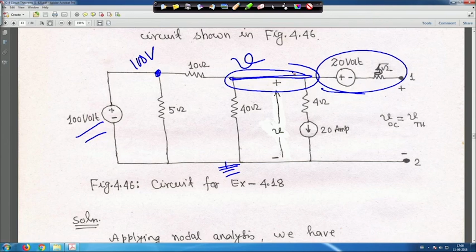So, if it is so, then if you take the direction of the current here leaving this node, right, it will be V minus 100 by 10.